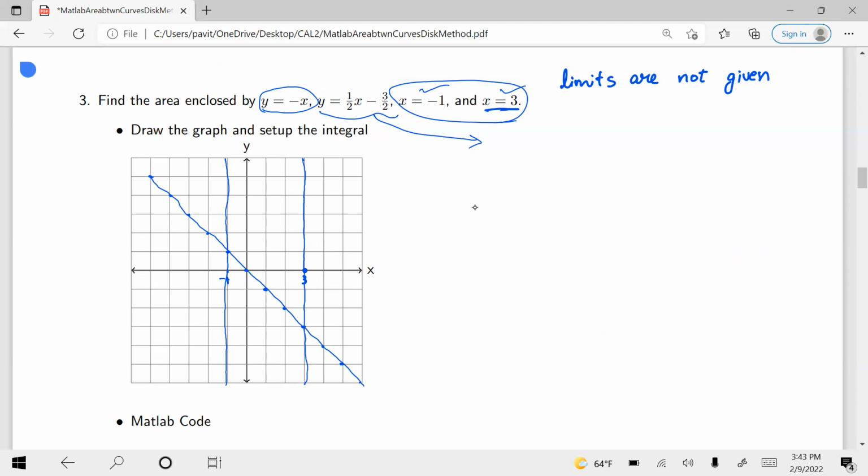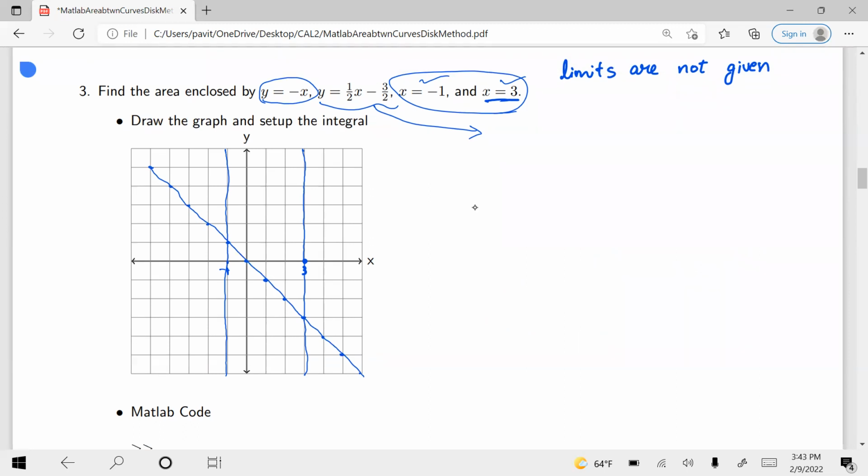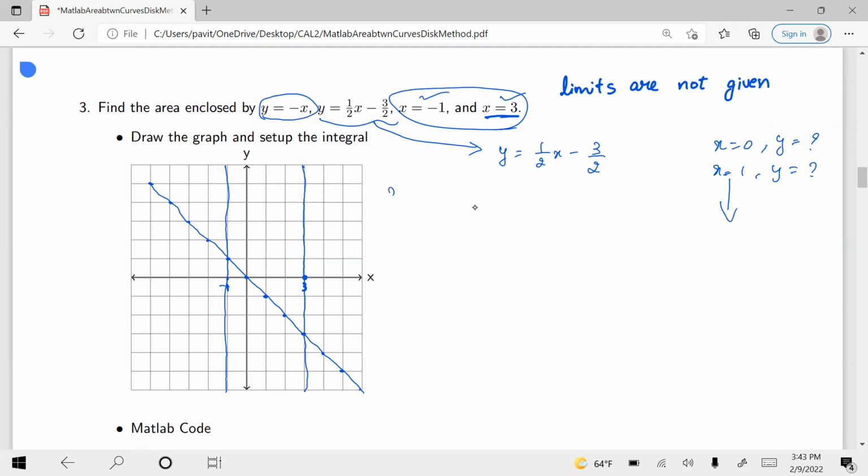Okay. Now, next function is y equal to half x minus 3/2. You can do like you did for y equal to negative x, taking x equal to 0 and finding what is y, and then x equal to 1, what is y. You can keep doing that. Or at x equal to 0, what is y? Negative 3 half, right? Just plug in x equal to 0 here. The first term is 0. You are left with negative 3 by 2.